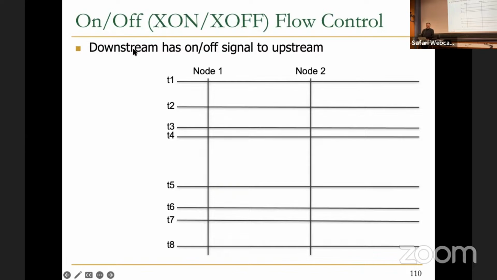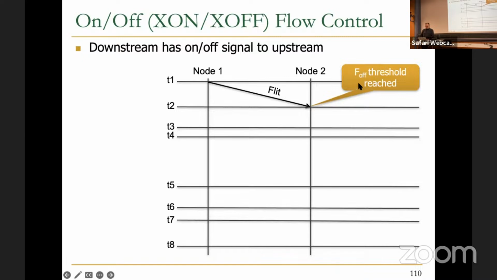Another way could be on-off flow control. The downstream has an on-off signal to the upstream. Node 1 is sending flits, and at some point node 2 reaches the off threshold. So node 2 sends an off signal to node 1, and then node 1 stops. But node 2 should send it proactively, because it will take some time to arrive. So node 2 sends this off signal, predicting that soon I won't have enough capacity to store flits.